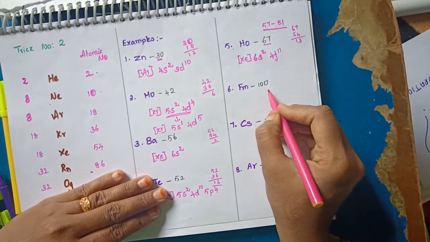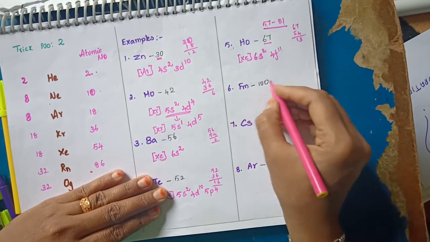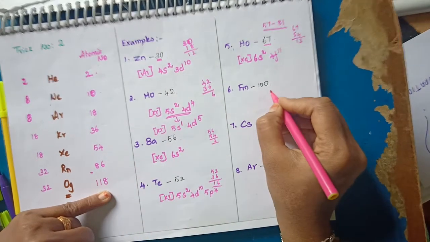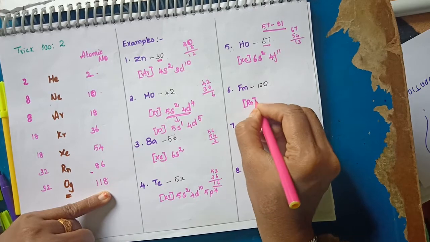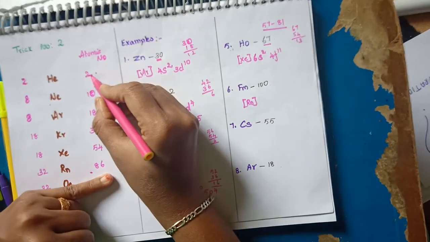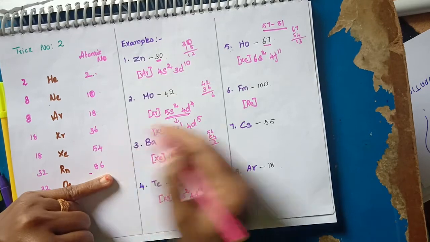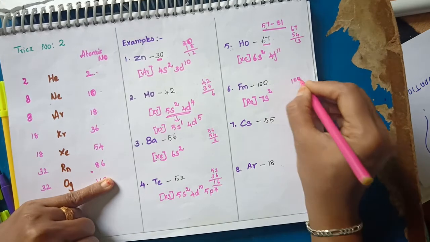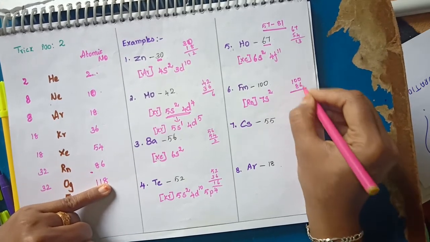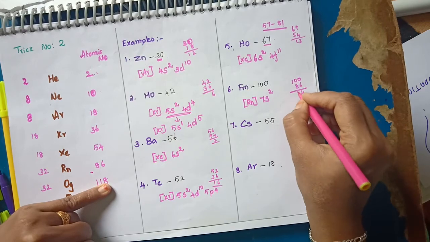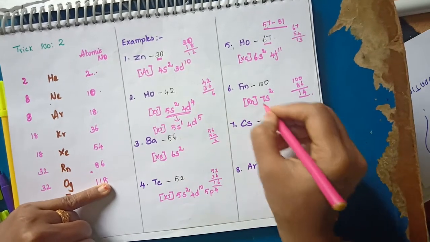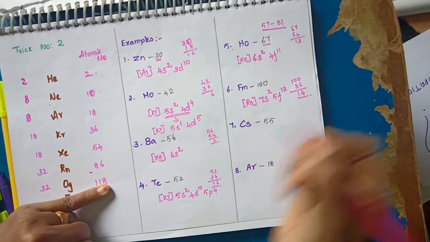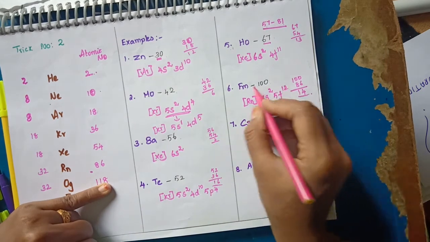The next one is the fermium. The fermium is 100. The electronic configuration, where is it coming? In between radon and oganesson. So you have to write radon in the square bracket. The principal quantum numbers 1, 2, 3, 4, 5, 6 are over. So it should start with the 7s2. So 100 minus 86 is 14. So 7s2, 5f12. Okay, so it is coming in with the actinides.